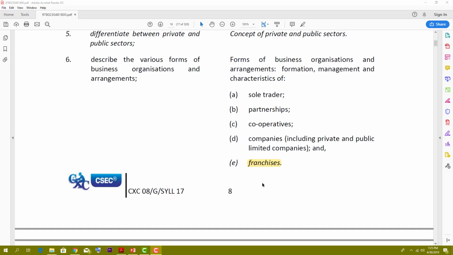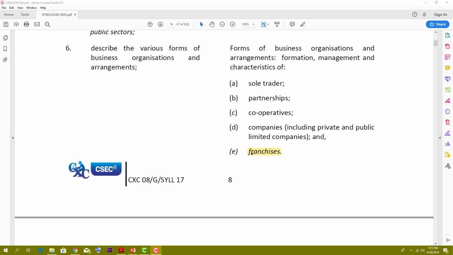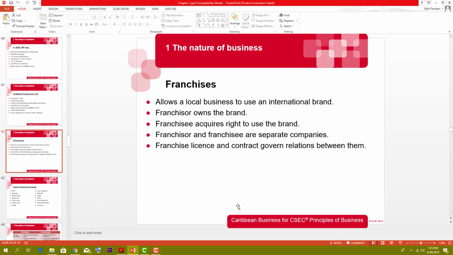But today we are going to look at the franchise, or the franchising, or the franchises. We are going to discuss, on a very surface level, what a franchise is and how it operates in a sense. So we're not going too deep. We're just going to look at the surface area, the CXC high school level. All right, so let's just jump right into it.